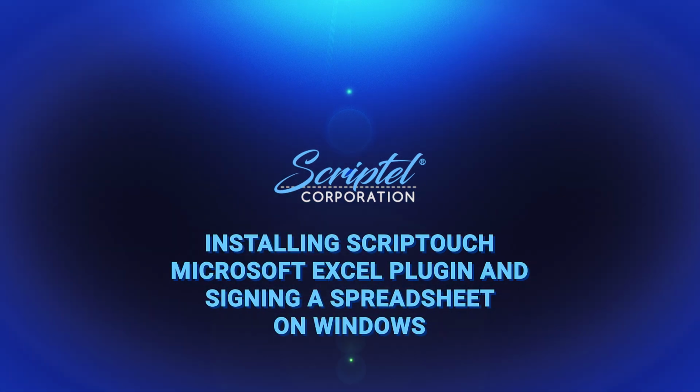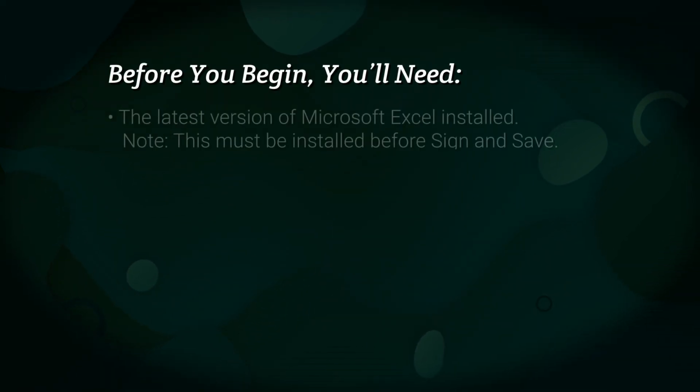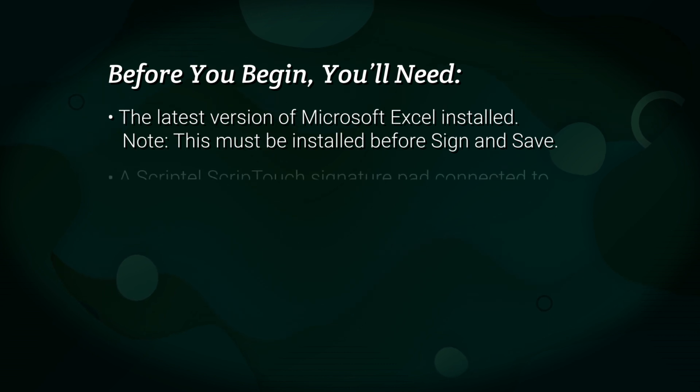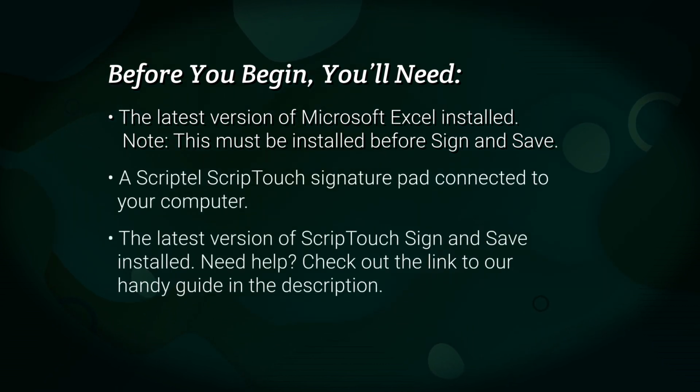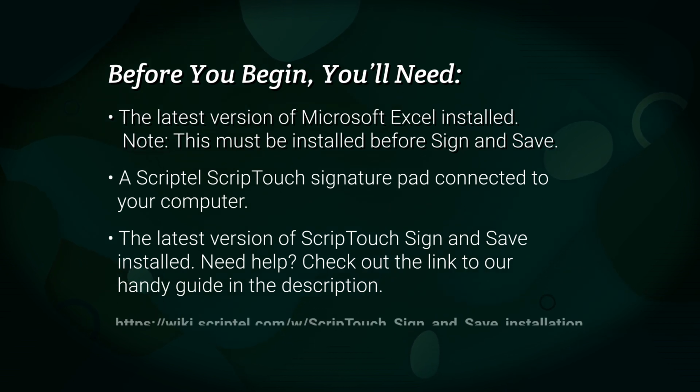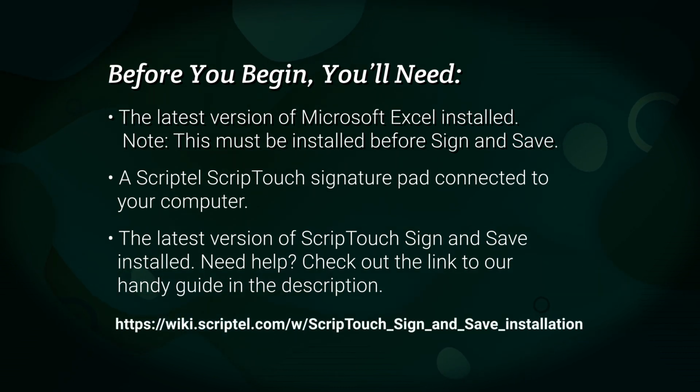Installing ScripTouch Microsoft Excel plugin and signing a spreadsheet on Windows. Before you begin, you will need the latest version of Microsoft Excel installed. Note, this must be installed before Sign and Save. A Scriptel ScripTouch signature pad connected to your computer. The latest version of ScripTouch Sign and Save installed.